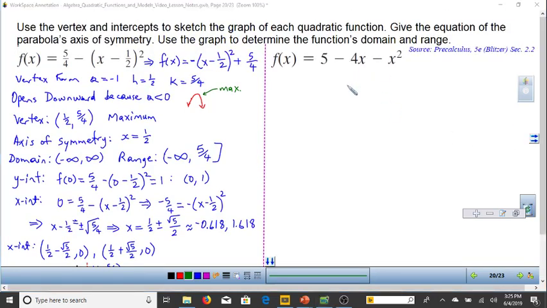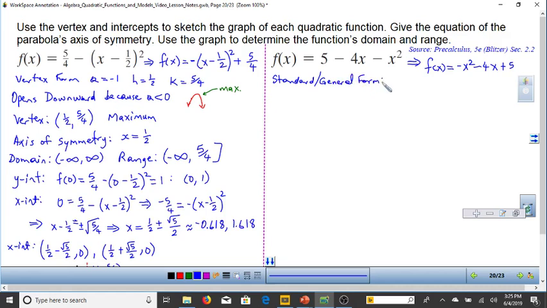Now let's go to this one here. Now this one clearly is not standard form. First of all, it's not vertex form, sorry. What we'll do is rewrite this so that it's in standard form. f of x is equal to negative x squared minus 4x plus 5. So I write it in decreasing powers of x. This is in standard form, as I call it, or as some books call it, general form.